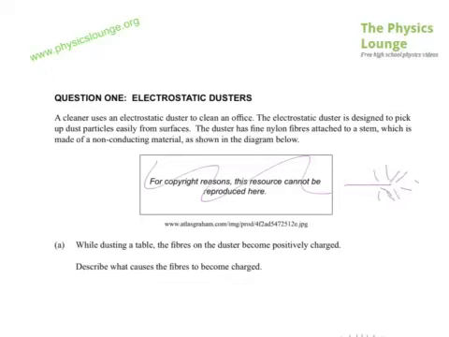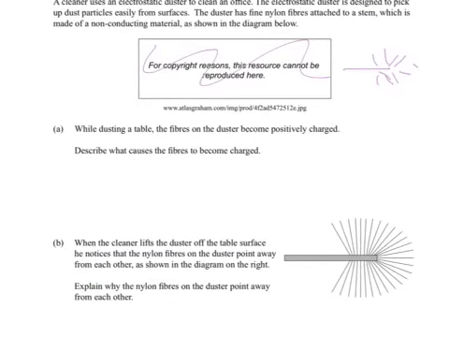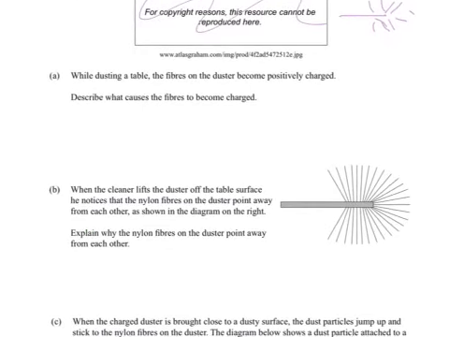catch dust. A, while dusting a table, the fibres on the duster become positively charged. Describe what causes the fibres to become charged. There's a picture below which is a bit better there. So what causes the fibres to become charged? First point you have to talk about is electrons being removed. So you're taking a negative charge away, leaving a positive charge.